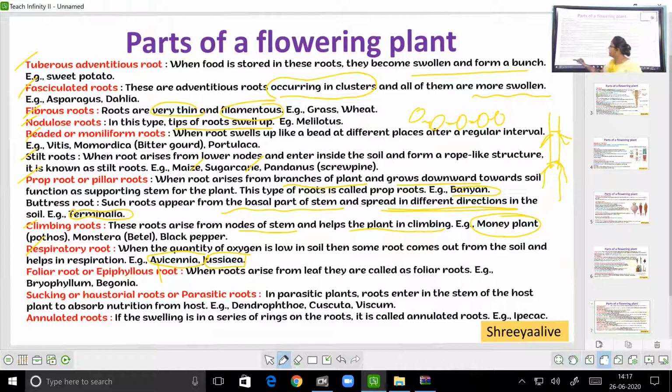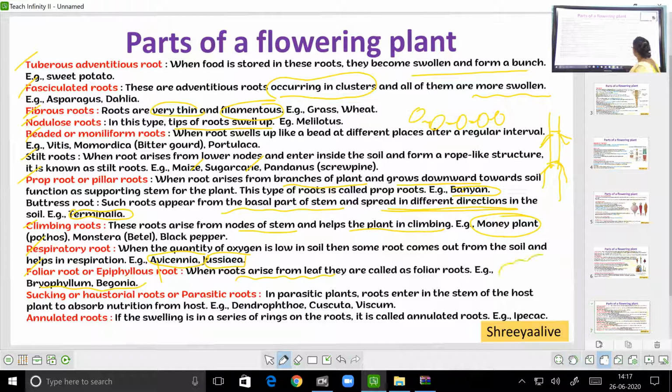Foliar root or epiphyllous root. What is this foliar root? Foliar meaning leaf-like. Whenever roots arise from a leaf, they are called foliar, or epiphyllous. Epi means on the surface, phyllous of the leaf, called foliar roots. Example, Bryophyllum, Begonia.